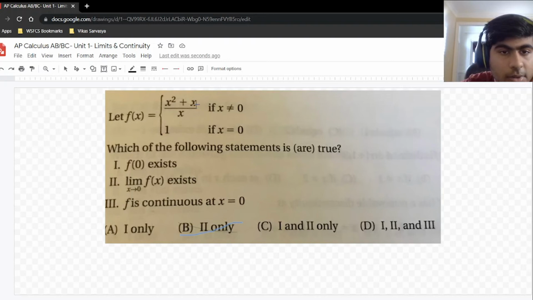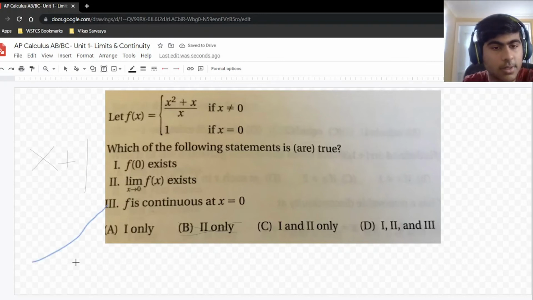Now, looking at this top function, we can see that we can factor the x out, and we get x plus 1. Pretty simple function. Well, as you approach 0, this is a polynomial, which means it's defined everywhere, and it's always continuous. So this polynomial, the limit will exist, right? As you approach 0, this thing approaches 1 from both sides. It's literally just a line. It's going to approach from both sides. So therefore, 2 is also correct, so it can't be A. And now we look at the last one. F is continuous at x equals 0.